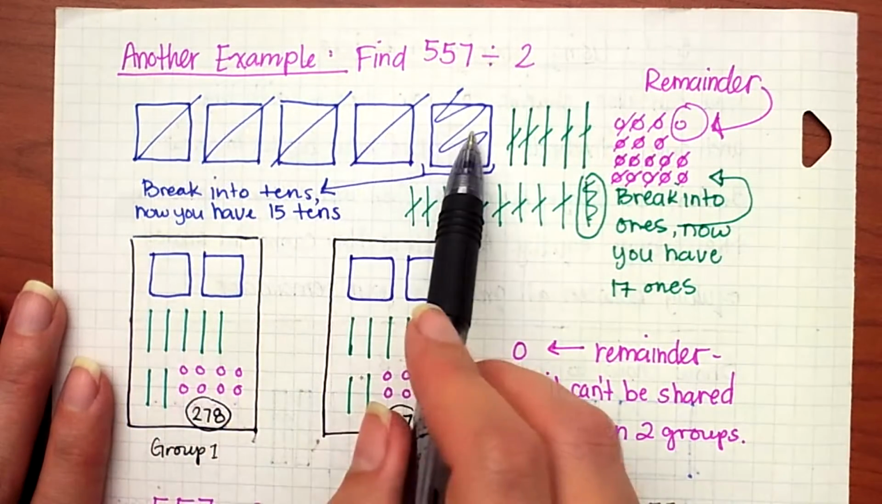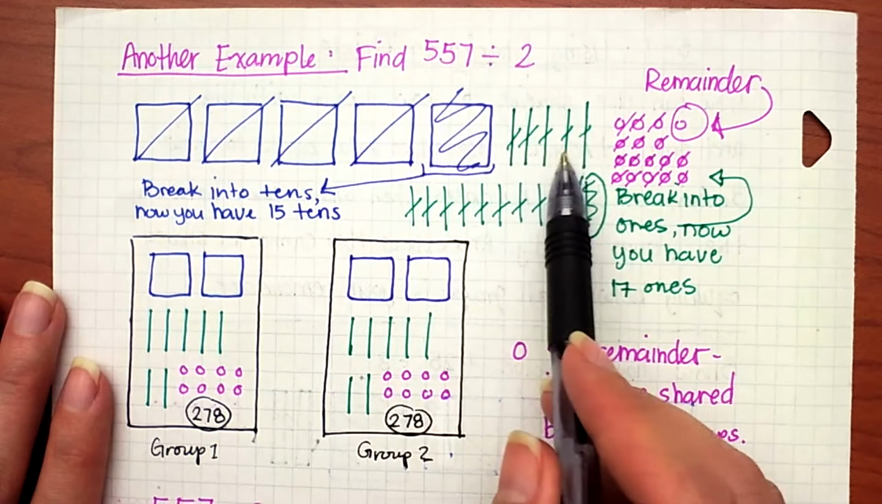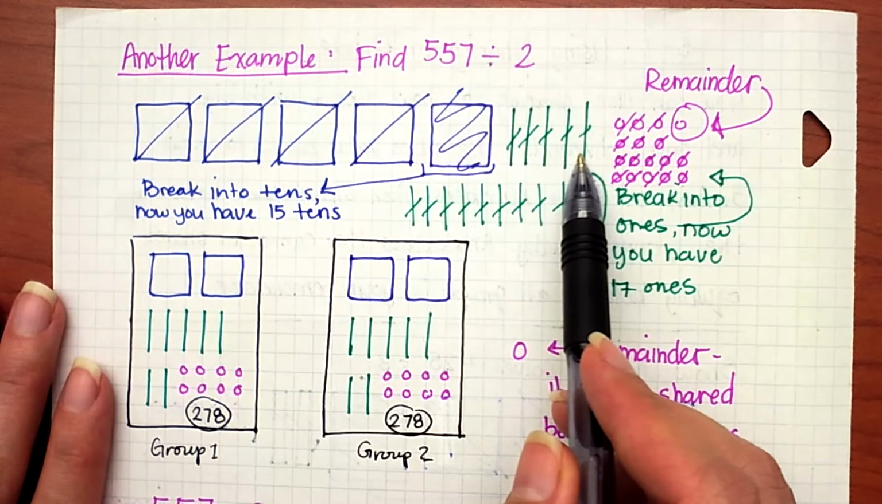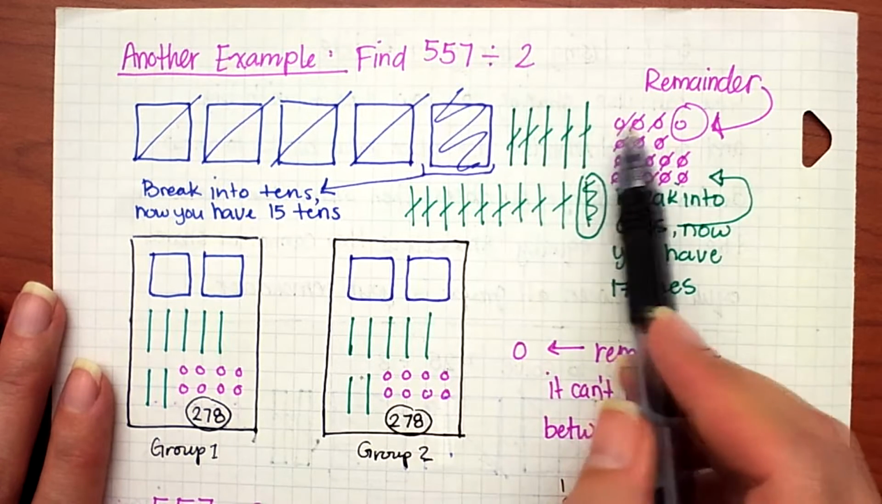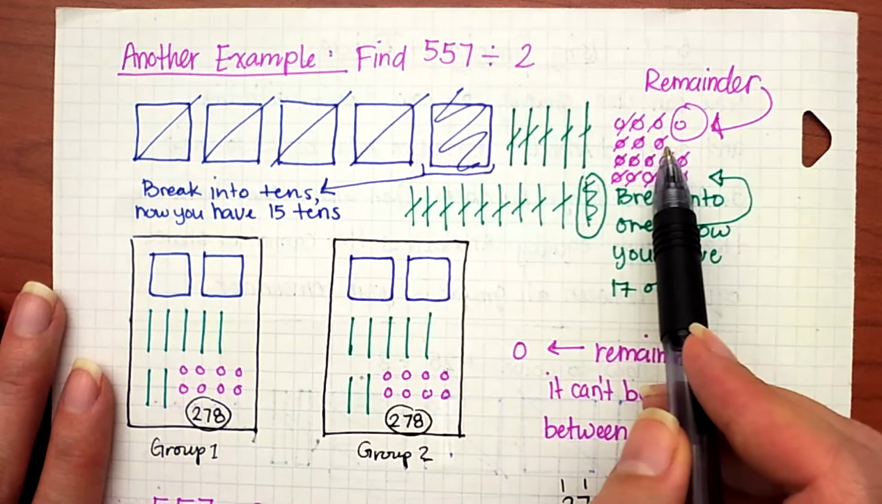1, 2, 3, 4, 5 hundreds. 1, 2, 3, 4, 5 tens, and then 7 ones. So 1, 2, 3, 4, 5, 6, 7 ones.